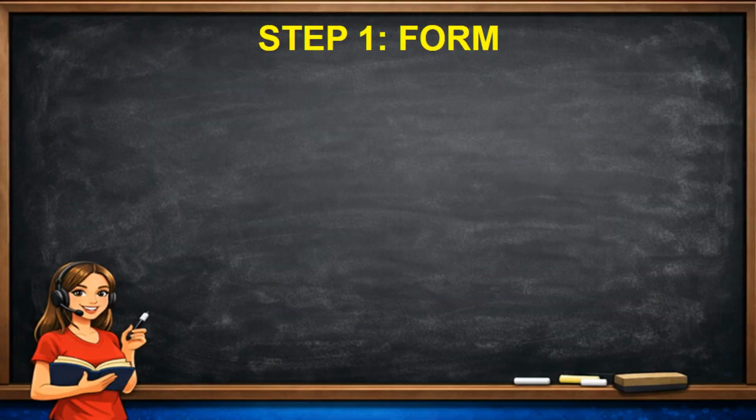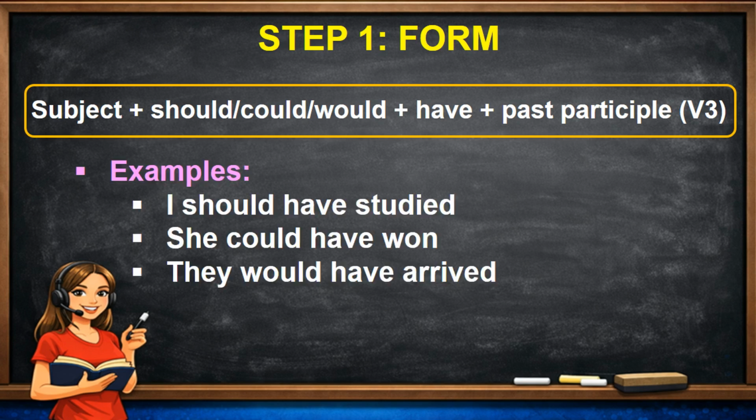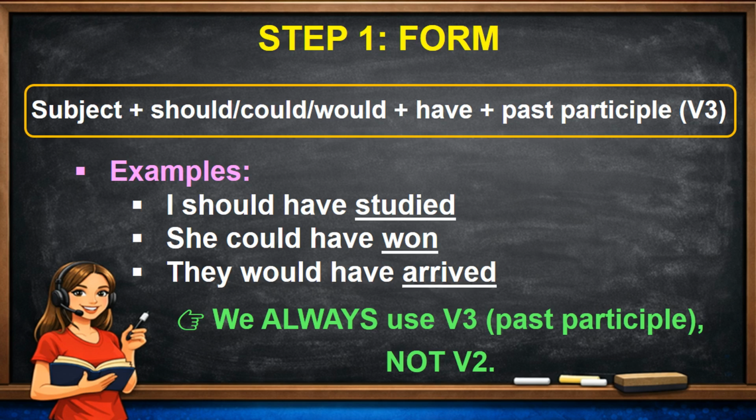Step 1. Form. This is very important. Notice, all three follow the same pattern, and here is the rule. Subject plus should, or could, or would, plus have, plus past participle, or verb 3. Examples. I should have studied. She could have won. They would have arrived. Notice something? We always use verb 3, or past participle, not verb 2 or other forms. All right, now let's see them in detail one by one.